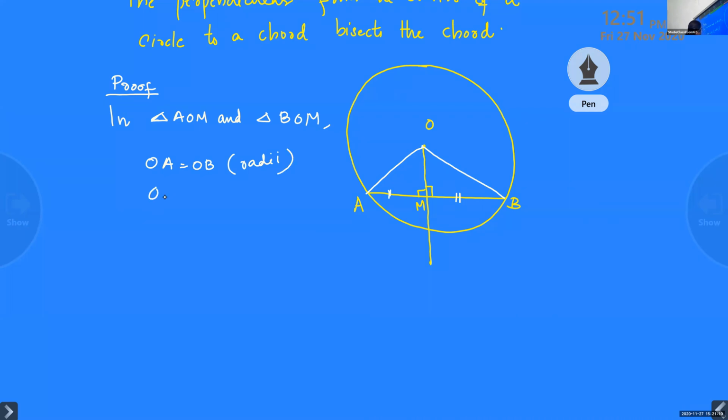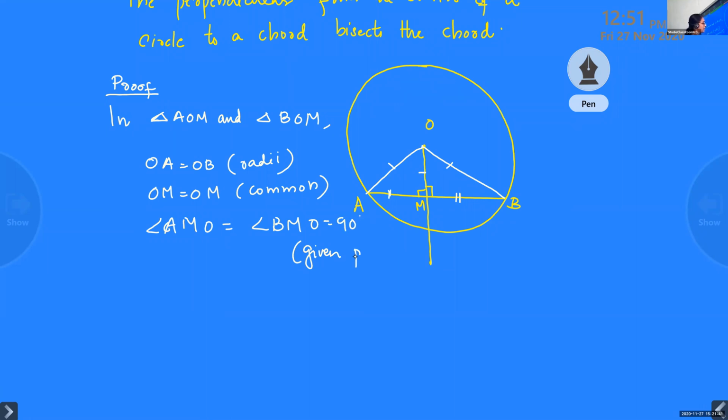Now, OM equal to OM. Fine. It is a common side, right? OM, common side. These two are equal. Now, it is given that this angle is perpendicular, right? So angle AMO equal to angle BMO. Reason: it is given perpendicular, given equal to 90 degrees.